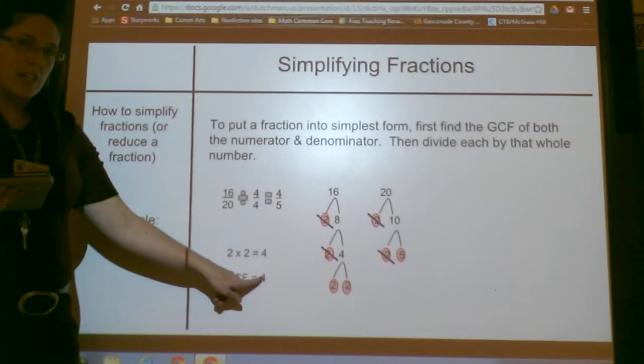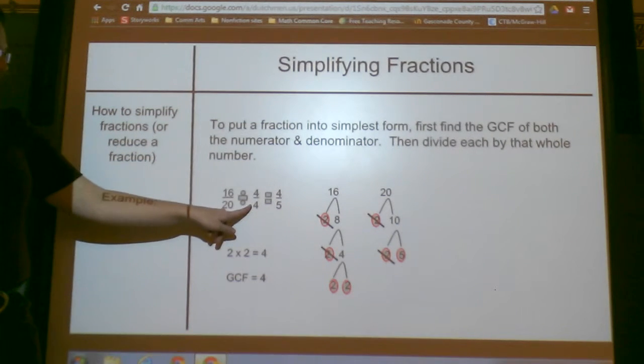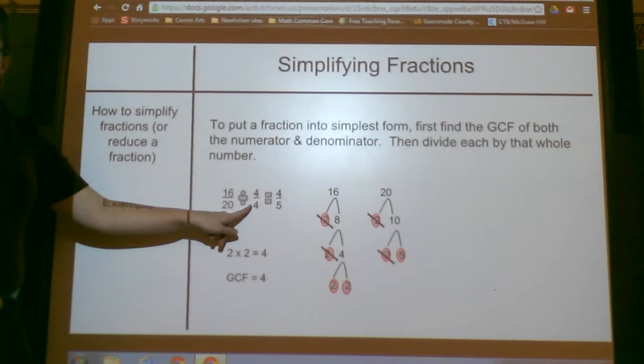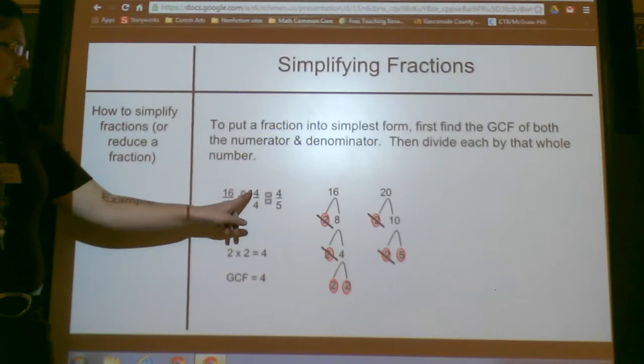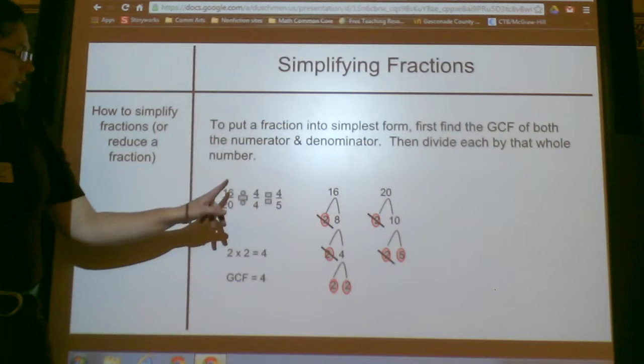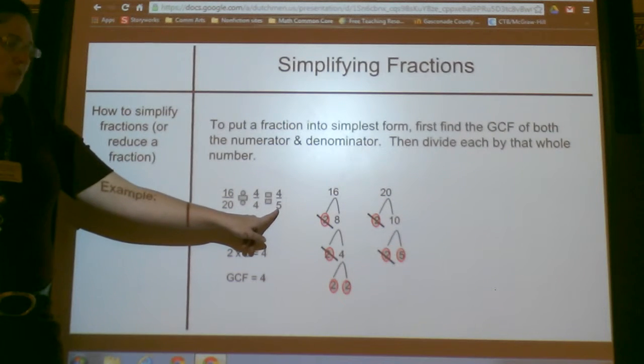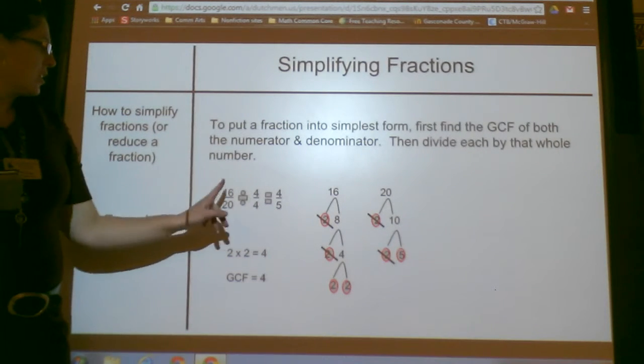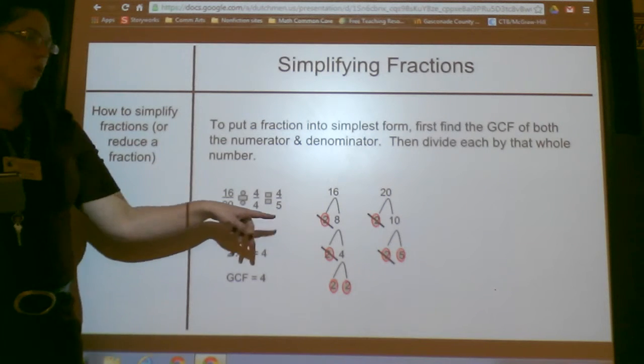Now I take this GCF and I move it up here and I divide my numerator and denominator by 4. So 16 divided by 4 gives me 4. And 20 divided by 4 gives me 5. So that means that 16/20 simplifies to 4/5.